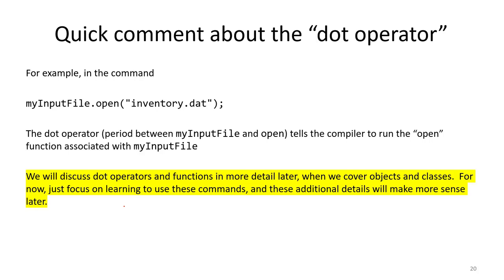All right, one more quick comment. Once again, we saw myInputFile.open or inputFile.open in that function. This dot is called the dot operator. Specifically, that dot operator tells the compiler to run the open function associated with the myInputFile object. For now, just worry about remembering the syntax, and we will revisit the dot operator and functions later on.